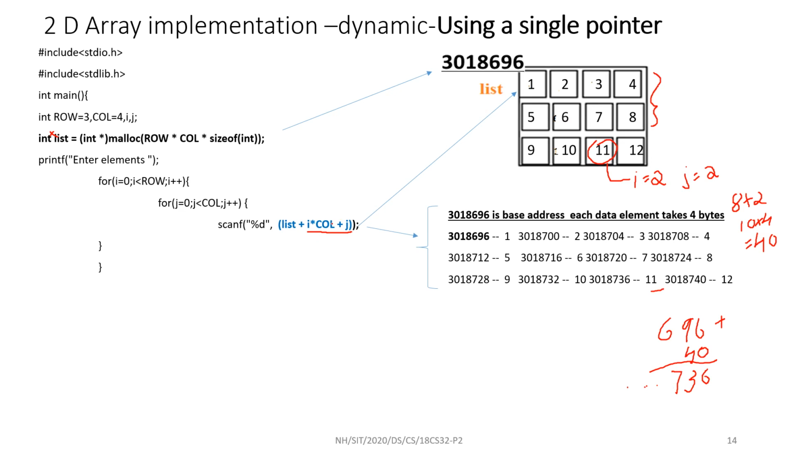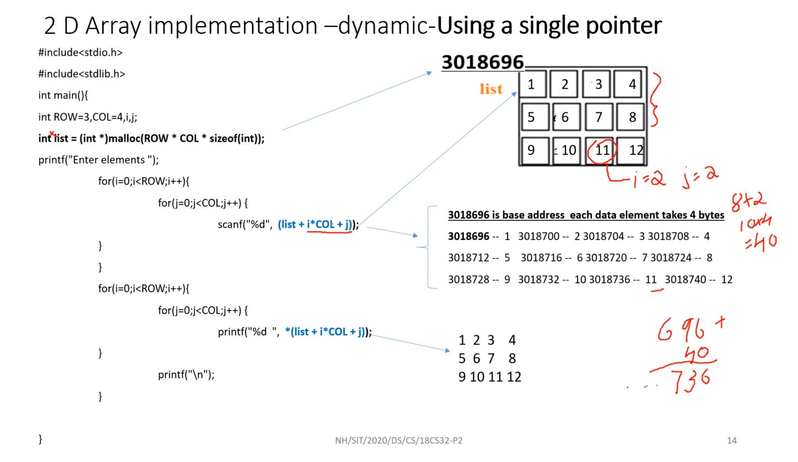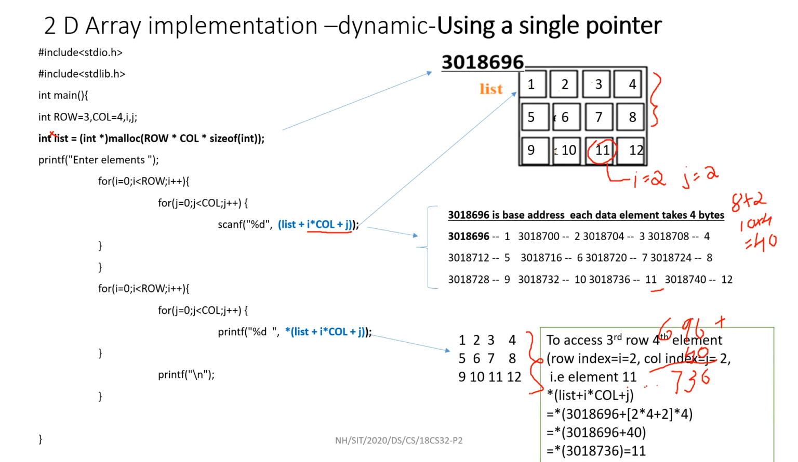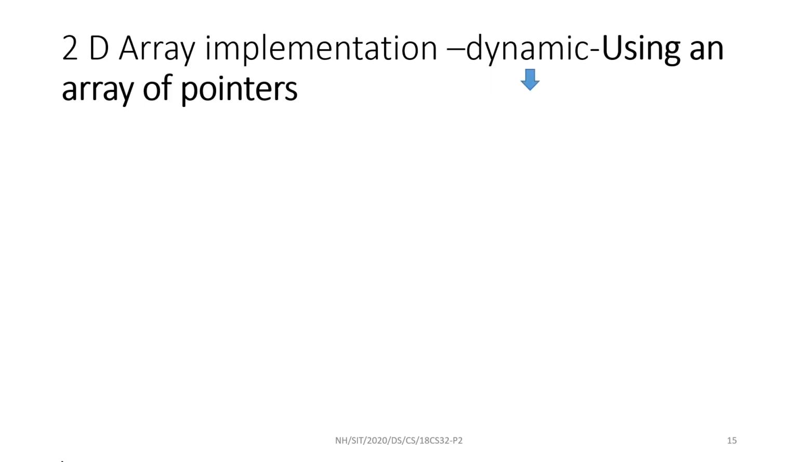Okay. Next, for display purpose, use star. So when you use the star here, the content in those containers, the values, are displayed. This is how dynamic memory is manipulated. Okay. Next, the same example is shown here, just for your reference. Next, how to create a dynamic array using an array of pointers.